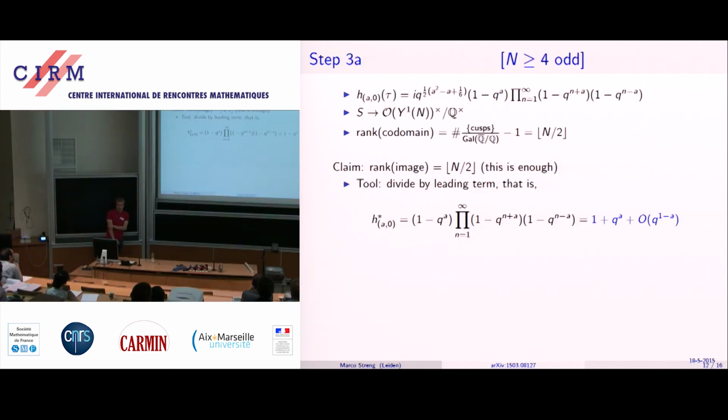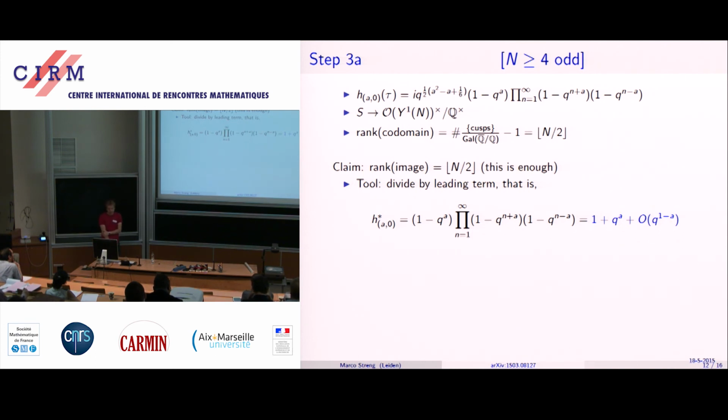Okay, so step 3 is about Q expansions. That is what Kubert and Lang use. And for simplicity, I will just assume that n is odd. The proof in the paper works in general. Here's again the definition of H up there. Then let's look at this map from S to these modular units up to constants.